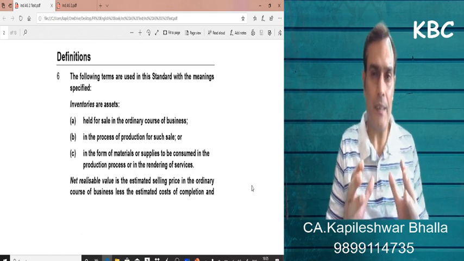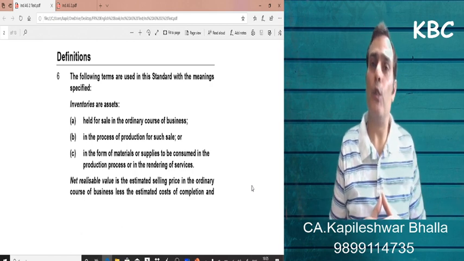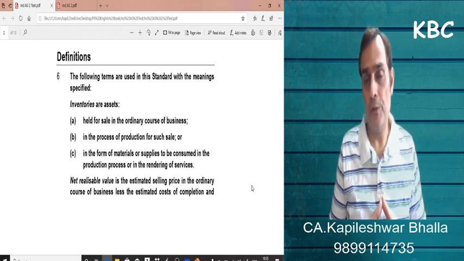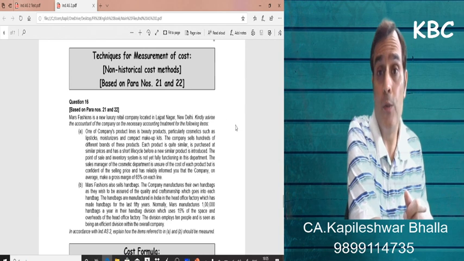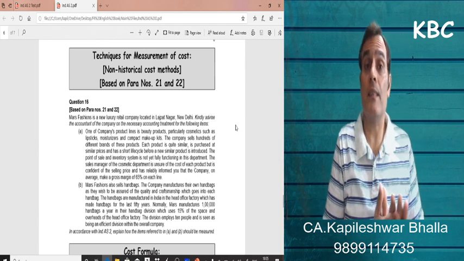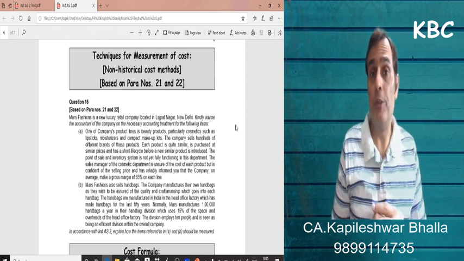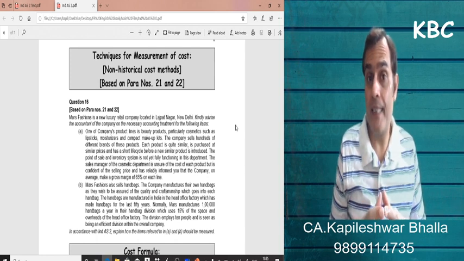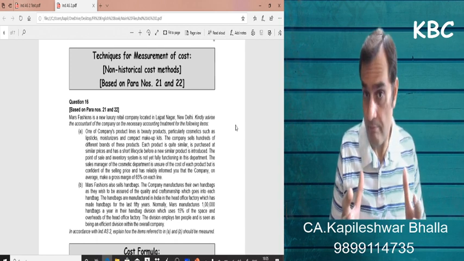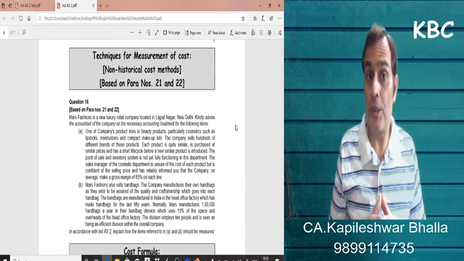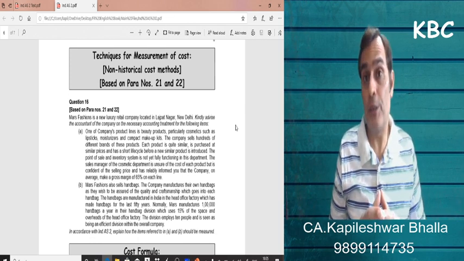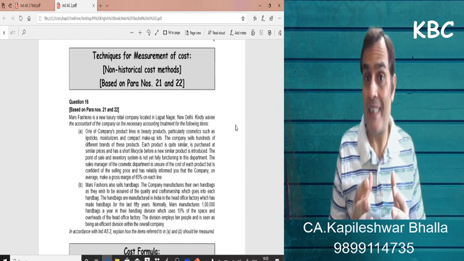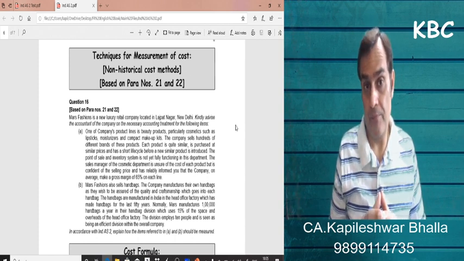So now with these inputs in hand, let's have a look at a practical question, which is also there in the study material. I put that out here. As we discuss para number 21 and 22, we're going to have a look at that particular question. So let's have a look at question number 16 in front of you, and we'll decide which method of measurement, which technique, we need to apply.